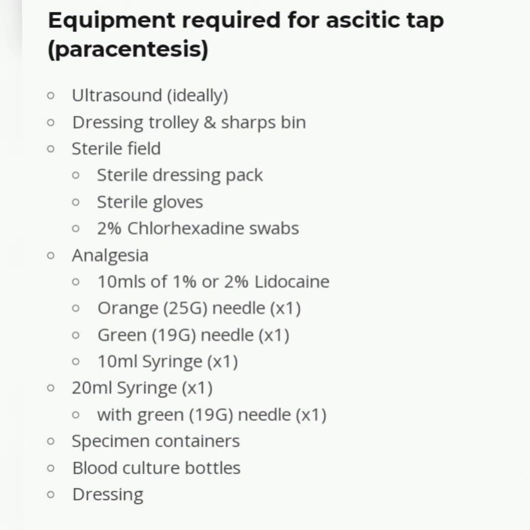What is all the equipment required for ascitic tapping or paracentesis? Ideally an ultrasound scan, dressing trolley and sharps bin, and a sterile field. The procedure should be done in a sterile field, with a sterile dressing pack, sterile gloves, 2% chlorhexidine swab or betadine swab, analgesia like 2% lidocaine, and we can keep ready a 25 gauge needle, 19 gauge needle or 18 gauge needle, 10 ml syringe, 20 ml syringe, specimen container, blood culture bottle if necessary, and sterile dressing. These many articles are required for tapping.